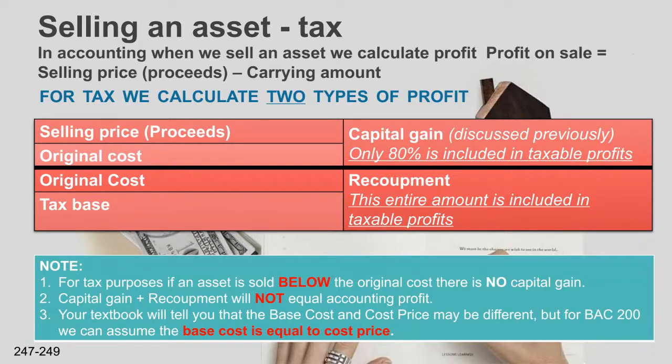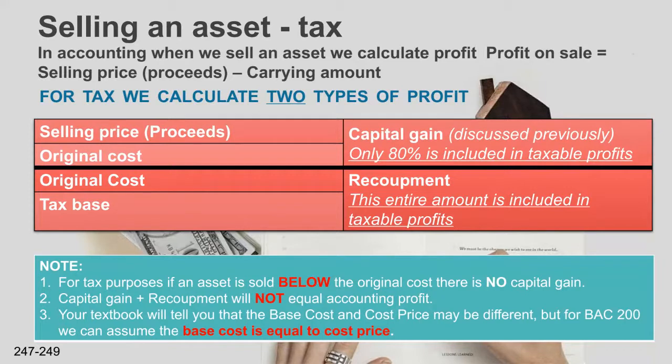Lastly, in your textbook, you're going to see a lot of situations where the base cost, which is the taxman's word for original cost, is different from the original cost. In BACK 200, you must always know that the base cost will always equal the original cost. Cool. Any questions so far?